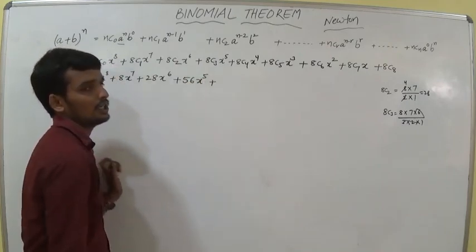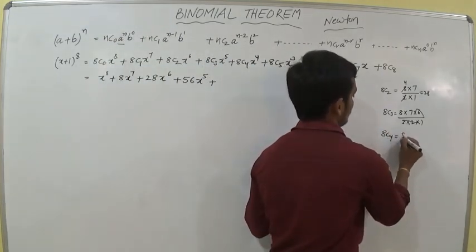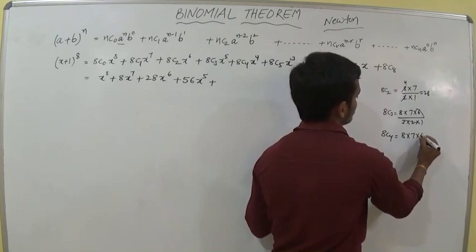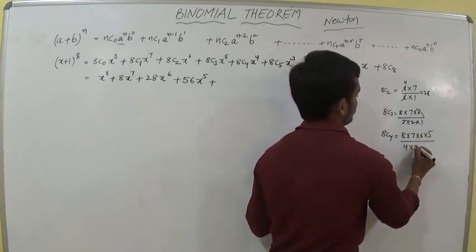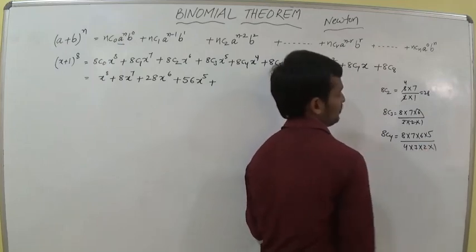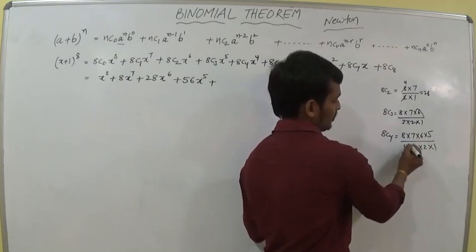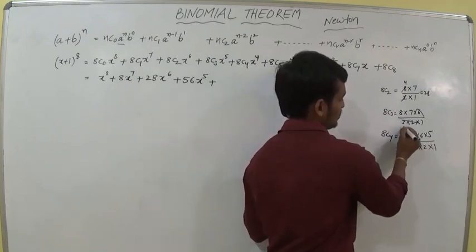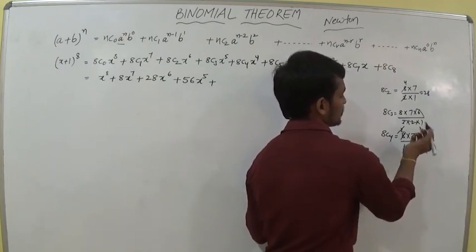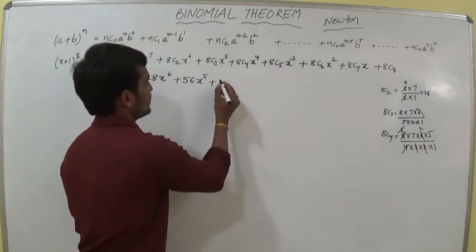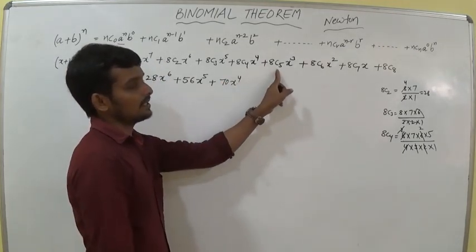8c4 is an individual term. So we have to find 8c4, which is equal to 8, 7, 6, 5 by 4, 3, 2, 1. 8 divided by 4 cancels, 4 cancelled by 2 times, 6 cancelled by 3 times, leaving 5 times 2 is 10, 10 times 7 is 70. So 70 x to the power of 4.